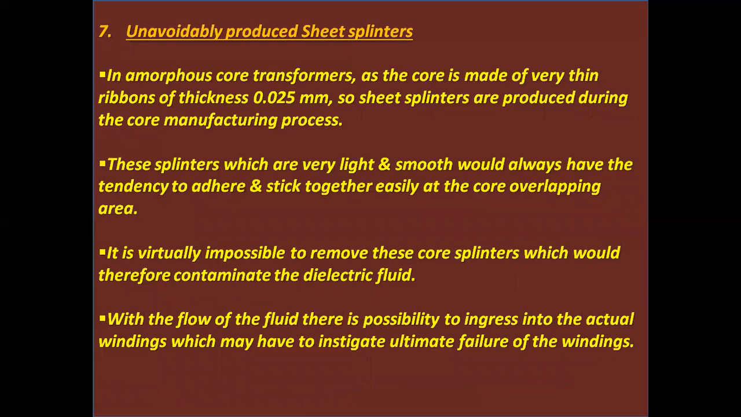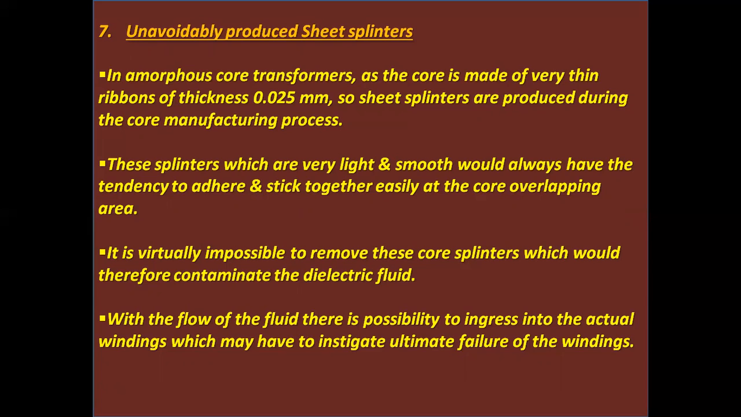7. Unavoidably produced sheet splinters. In amorphous core material, as the core is made of very thin ribbons of thickness 0.025 millimeter, sheet splinters are produced during the core manufacturing process.